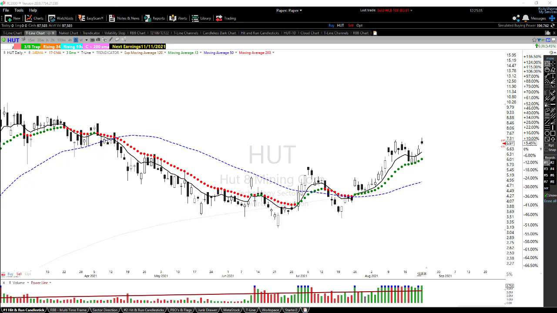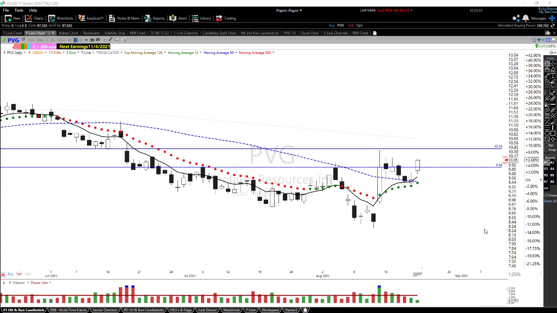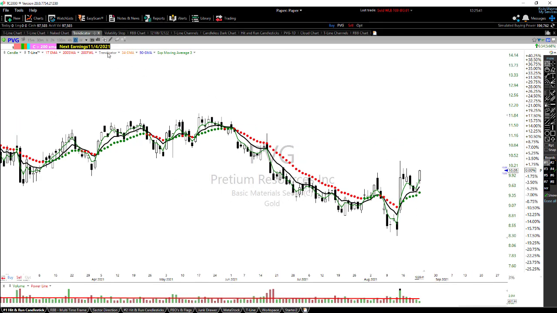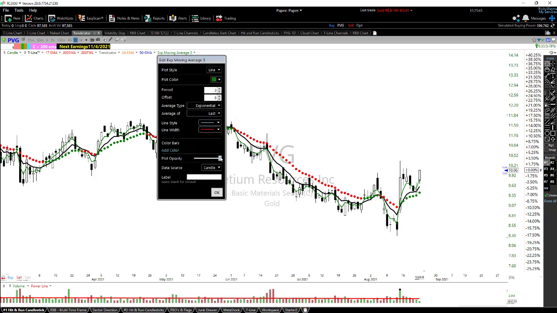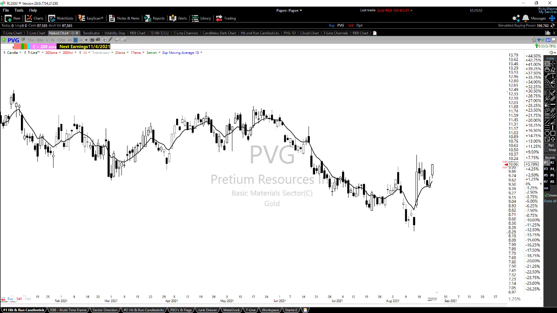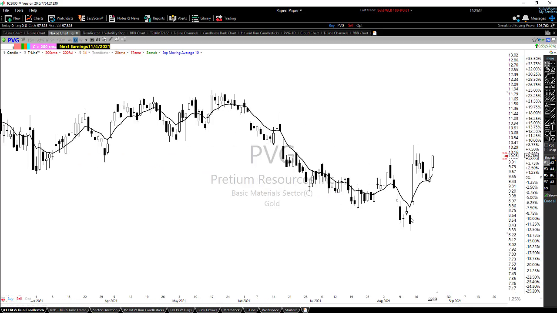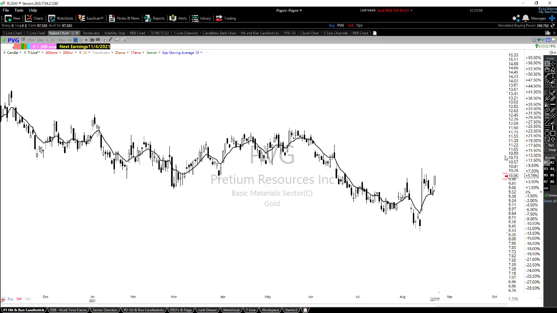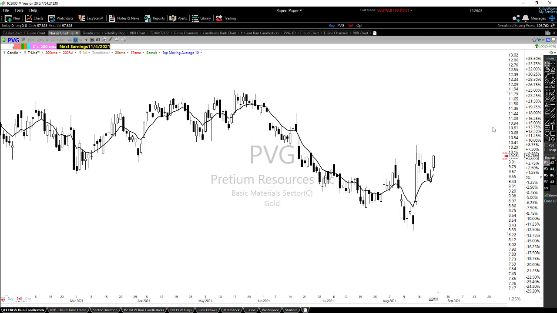So let's look at some other trades here. Let's look at PVG. So I'm looking at PVG, and we've got a bull kicker here, and now I'm looking for this to move up. And here's another thing I want to comment on, traders.